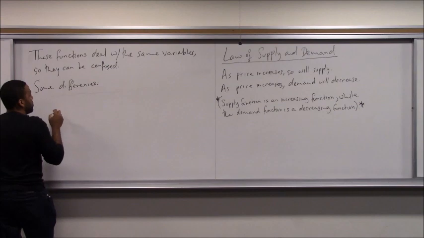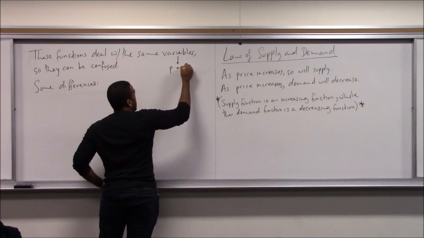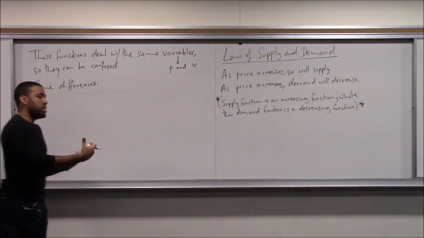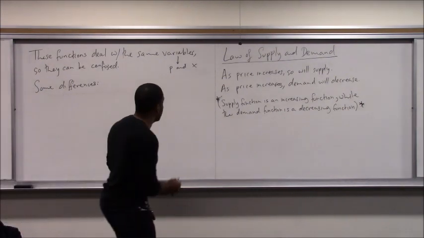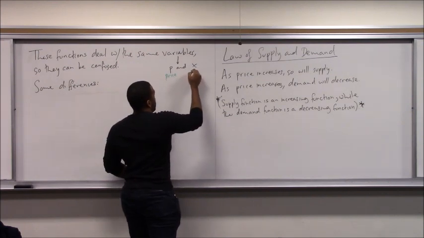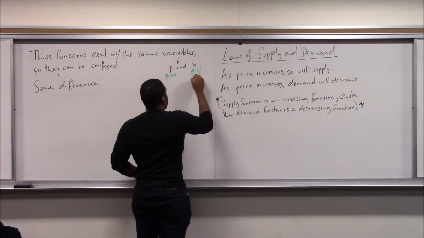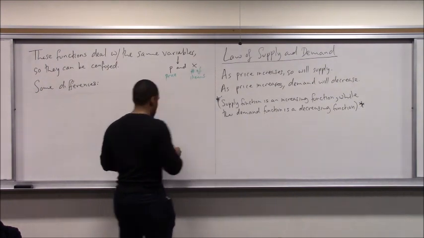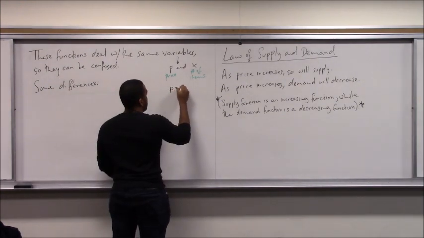So when I say they use the same variables, I'm talking about something like P and X. So you usually see P is some function of X, or X is some function of P, where P is going to represent the price of something, and X is going to represent the number of quantities, number of items. So we can talk about, you know, P equals 5 minus X.